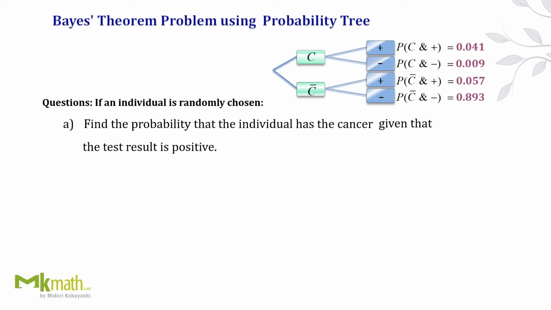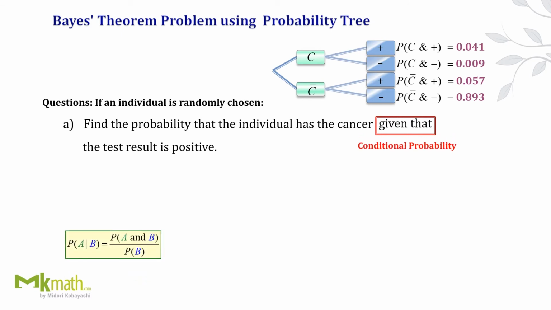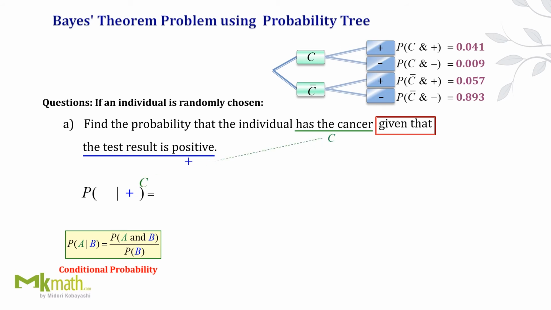For question A, the keyword "given that" indicates a conditional probability. Let's pull out the formula. First, write the probability notation as the question stated. Make sure to place the event on the right side of the keyword "given that" to the right of the vertical line in the formula. Place positive in this case. Therefore, cancer C should be on the left side of the vertical line.